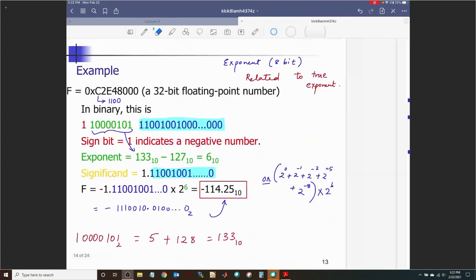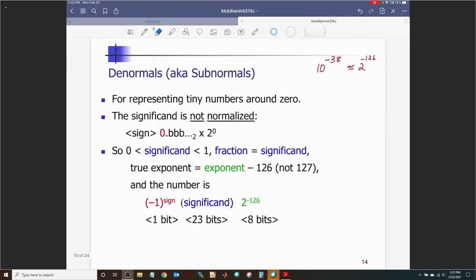Right here, a bunch of 8 zeros in the 8 bits. That's what gives us the lowest exponent. In this case, 2 raised to -126, not -127, because we lost that one position.